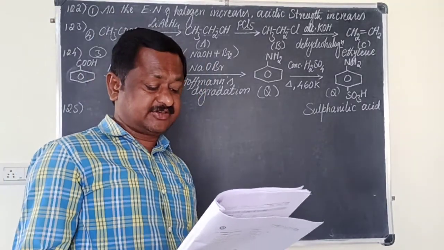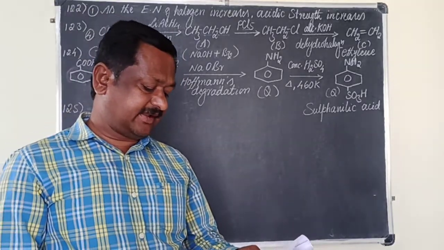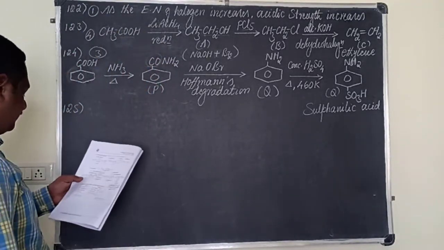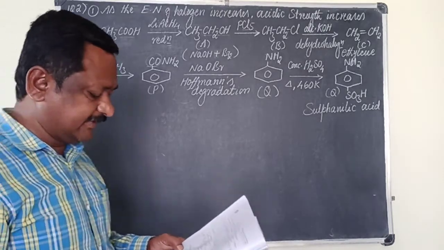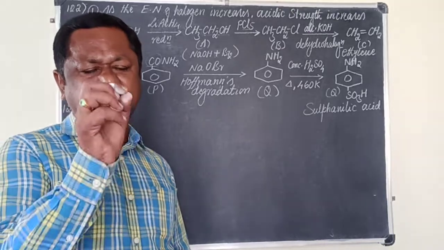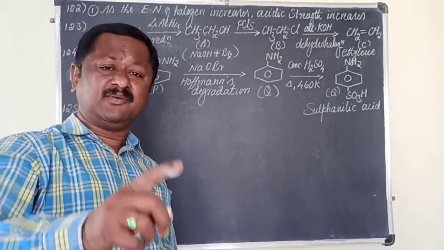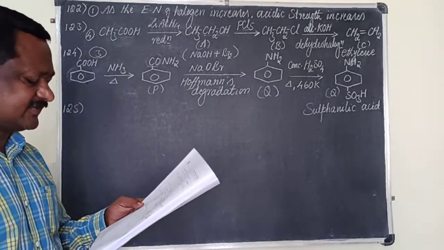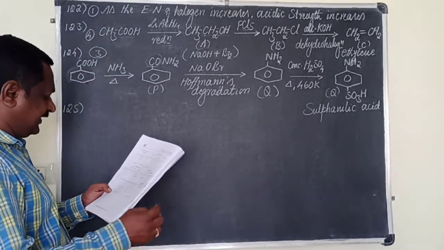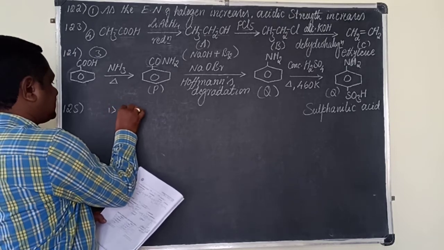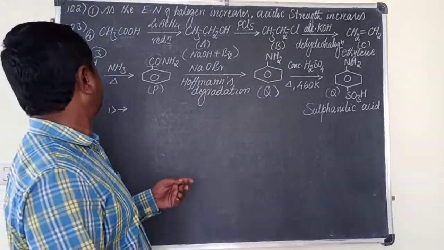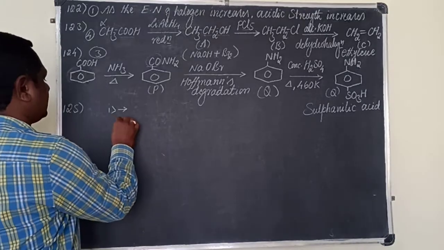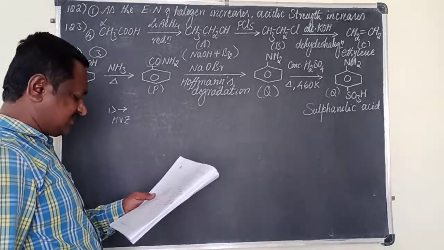Question 125. This is a matrix match type question. Match the following. Match the reactant in column 1 with the reaction in column 2. Column 1 has the options and column 2 has the reactions to match: acetic acid, Stephen, Rosenmund, Etard, Kolbe's. Acetic acid is the first one. How do we match the reaction? Acetic acid is an example of a compound having alpha hydrogen, and the reaction is the HVZ reaction.